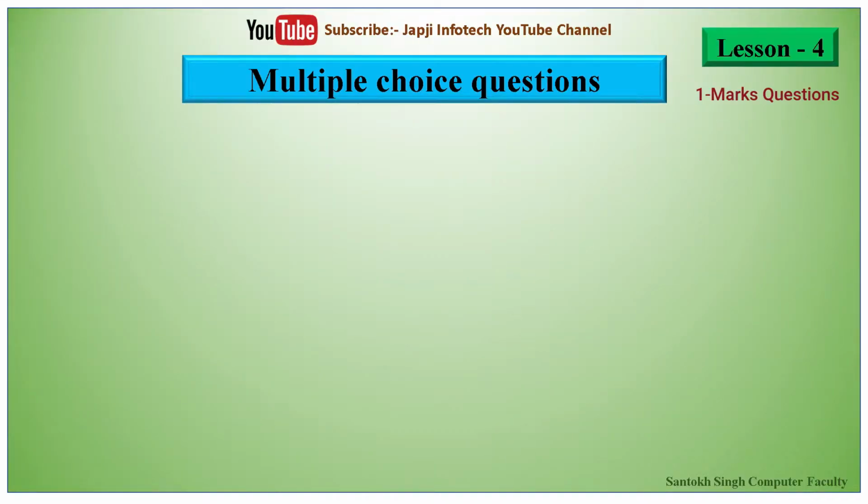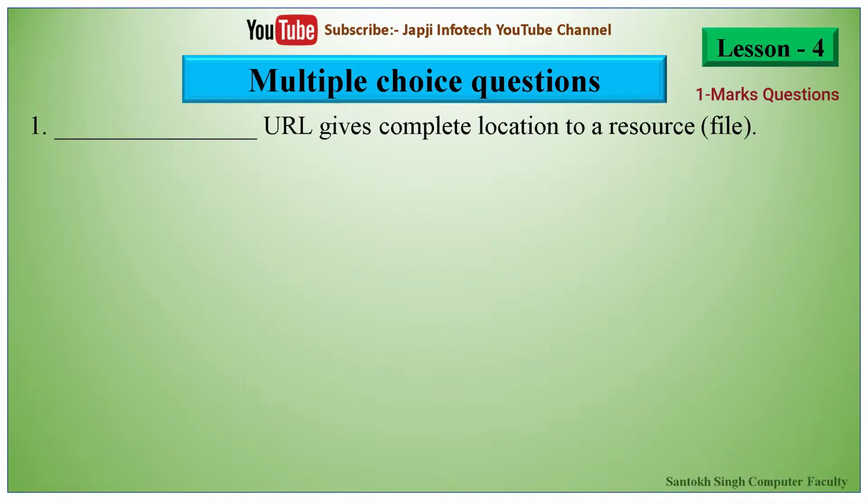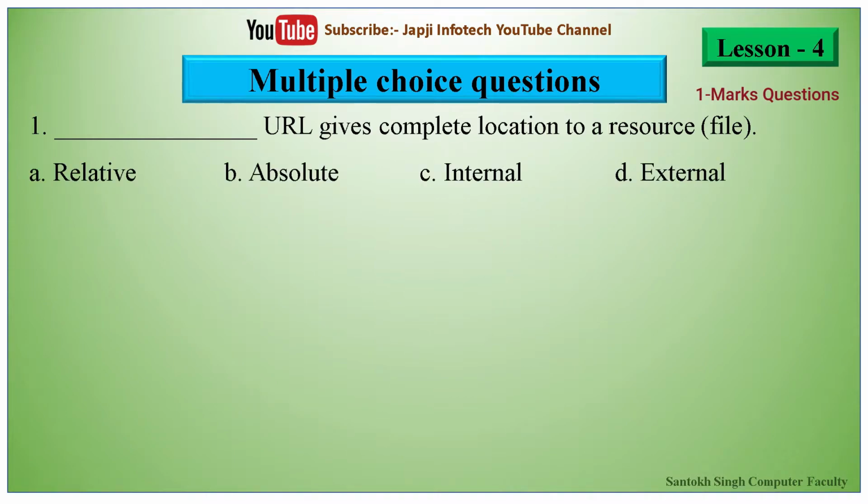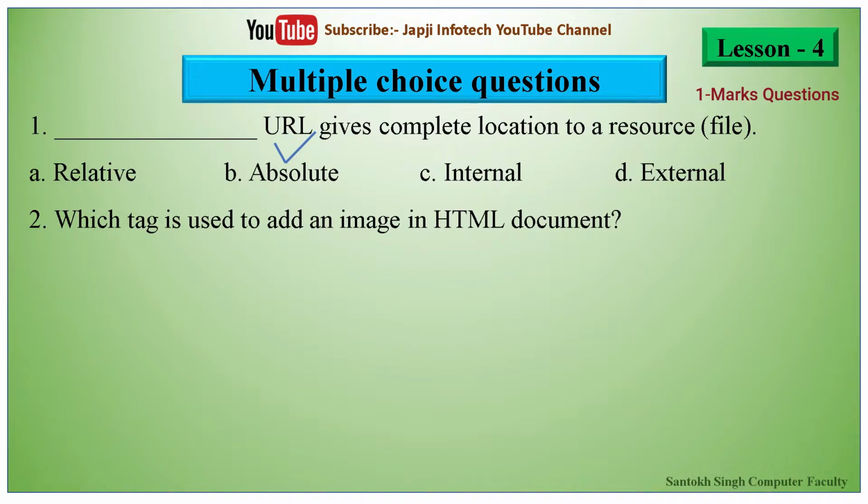We will now learn about multiple choice questions. The first question is: dash URL gives complete location to a resource file, and their options are relative, absolute, internal, and the last one is external. And the right answer is absolute URL gives complete location to a resource or file. Second one is which tag is used to add an image in HTML document, and their options are picture, pic, image, img tag. And the right answer is img tag is used to add an image in HTML document.